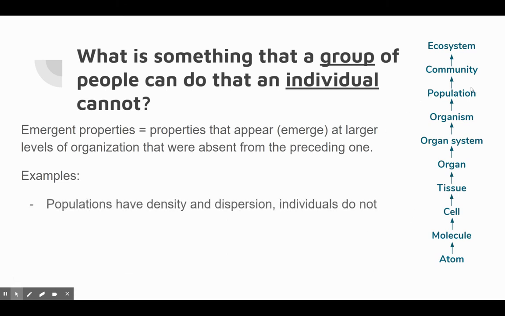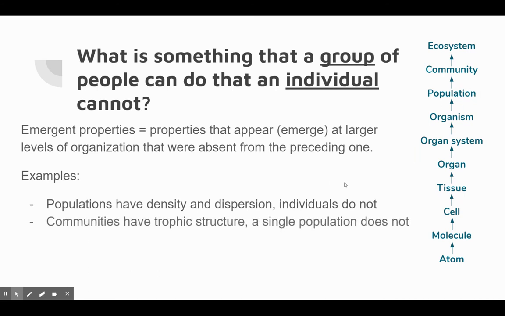So if we look at the level of a population, populations have some properties like density and dispersion. You can say how packed together the organisms are within a population. Those are things that you can't talk about if you only have one organism. It just simply doesn't make sense. They don't exist at that level. That's something that emerges once you have a population. Another example is trophic structure, which we've talked about the last few days. Communities have trophic structure.